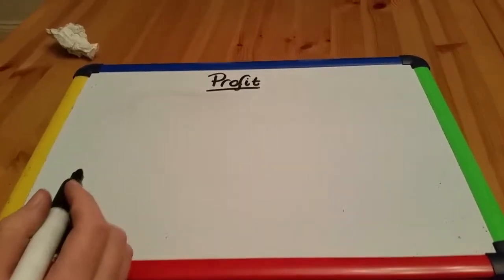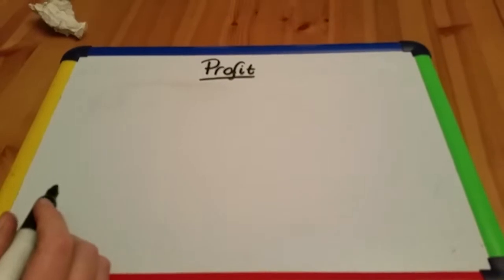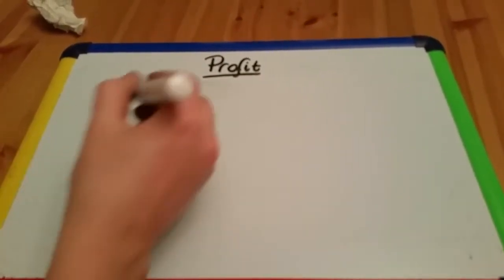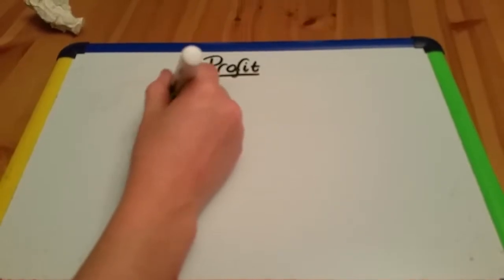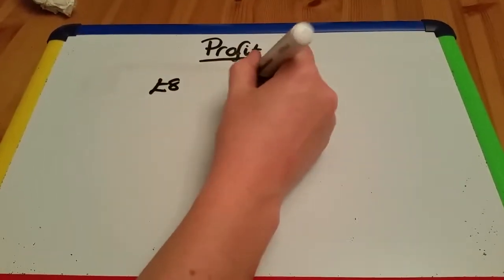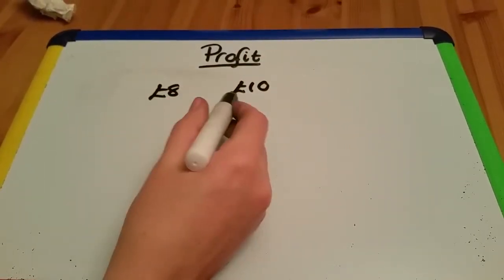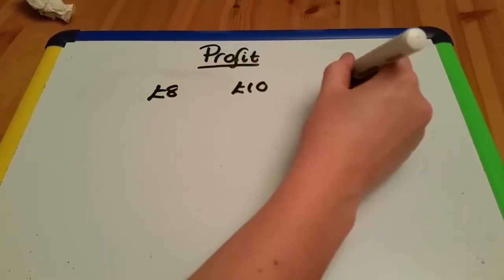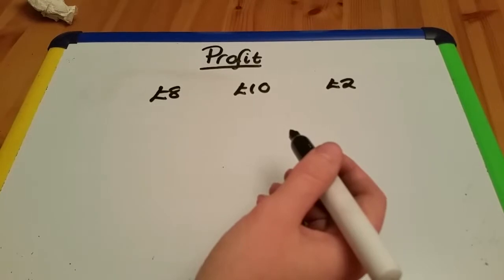Okay, we're going to have a look at profit. Profit is the extra amount you make on any sale. So if you bought something for £8 and then sold it for £10, your profit is the difference between them, okay? So the profit you would have made there is £2.